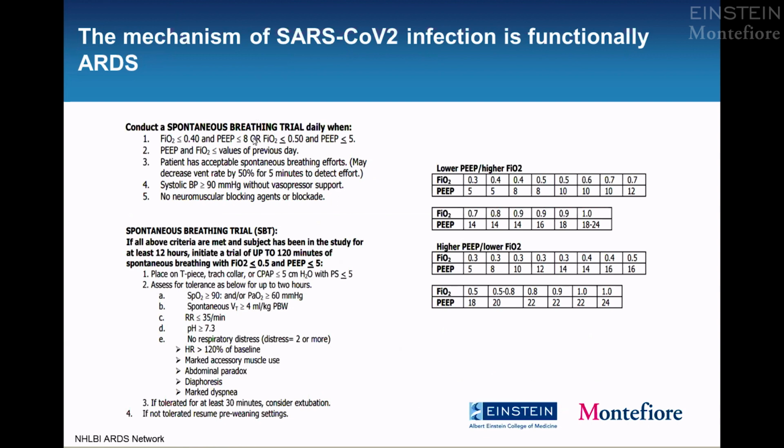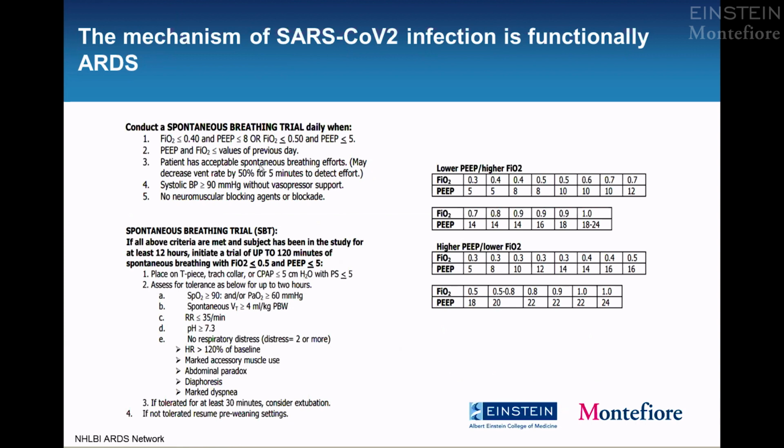Speaking of that, when are you ready for an SBT? This is a very common question that we get as pulmonologists. There is not a magic answer. It's based on a couple of different factors and a little bit of gut, but some hard data that you can use that I think are very helpful. When your FiO2 is under 50% and your PEEP is less than 5 to 8, you're ready to start thinking about SBTs.